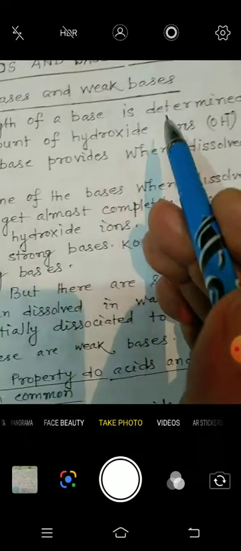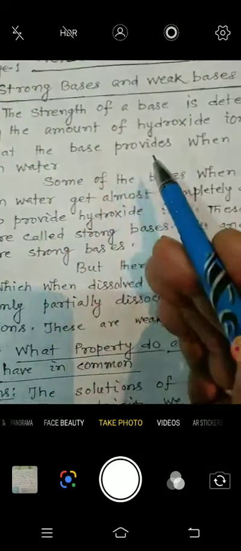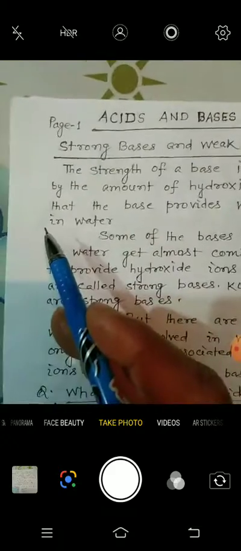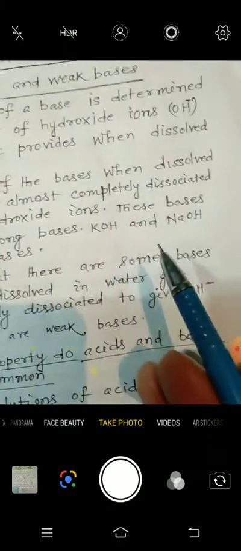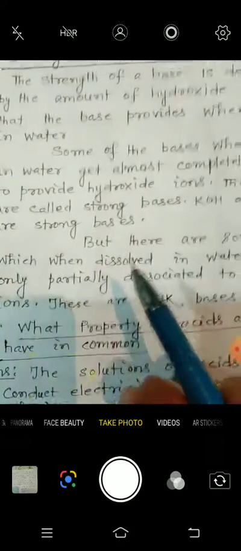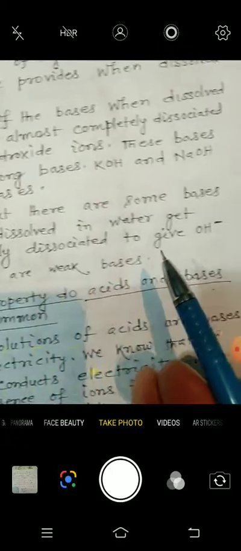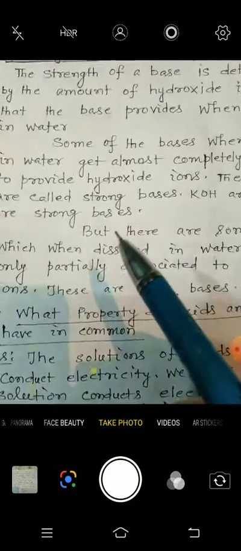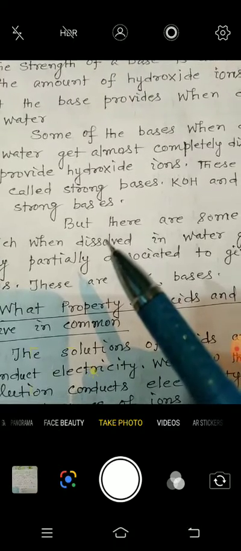The strength of a base is determined by the amount of hydroxide ions that the base provides when dissolved in water. Some of the bases, when dissolved in water, get almost completely dissociated to provide hydroxide ions. These bases are called strong bases, for example, KOH and NaOH are strong bases. But there are some bases which, when dissolved in water, get only partially dissociated to give hydroxide ions. These are weak bases. So, the bases which give more hydroxide ions in water are strong bases. Those which give less hydroxide ions in water are weak bases.